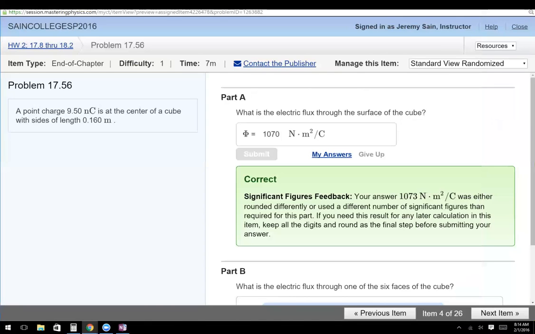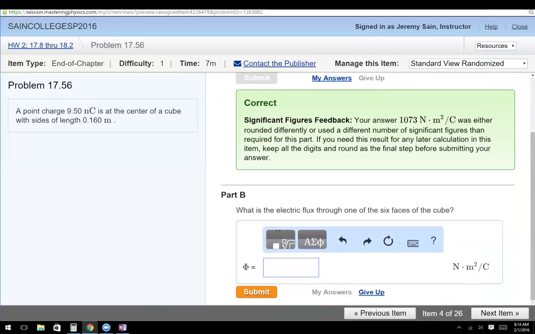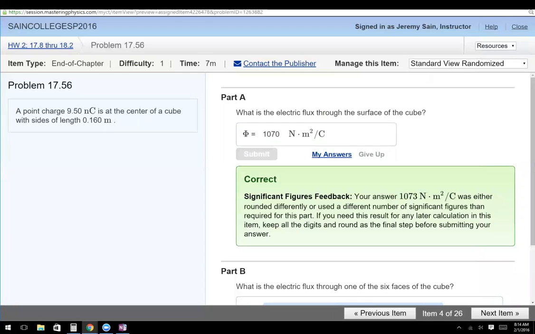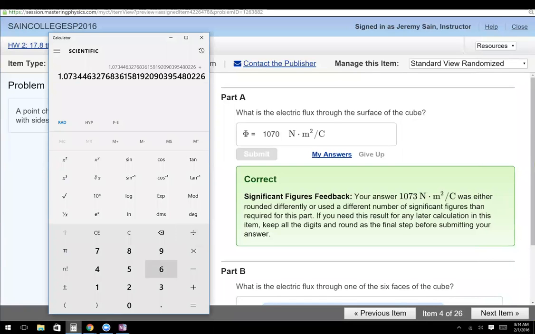And I'm recording. Okay. So, part B, what's the flux through one of the 6 faces of the cube? Well, the whole scenario is pretty symmetric. So, if that was the flux through the whole thing, just divide it by 6. That's the flux through one of the surfaces. So, divide by 6 is 179.